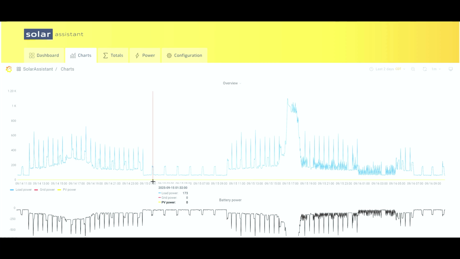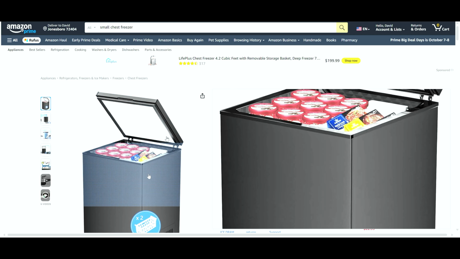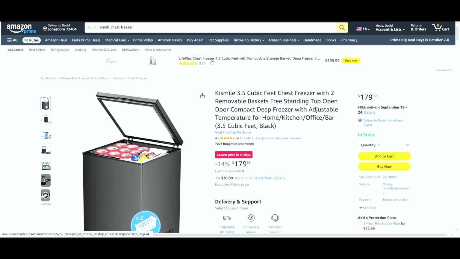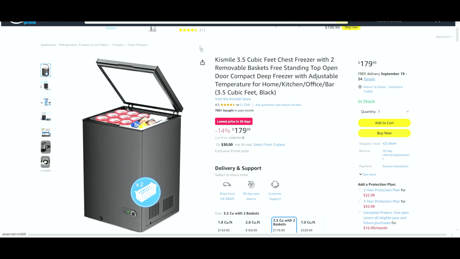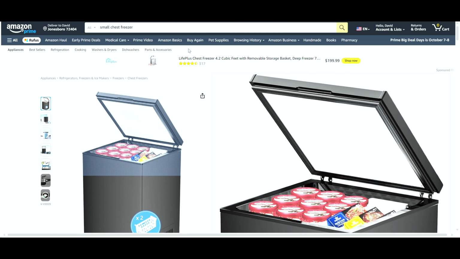This little burp or blip right here, where it goes up to almost 200 watts, is when the refrigerator comes on. Now, my refrigerator is actually a chest freezer. It's not this specific one, I just have a picture of one.